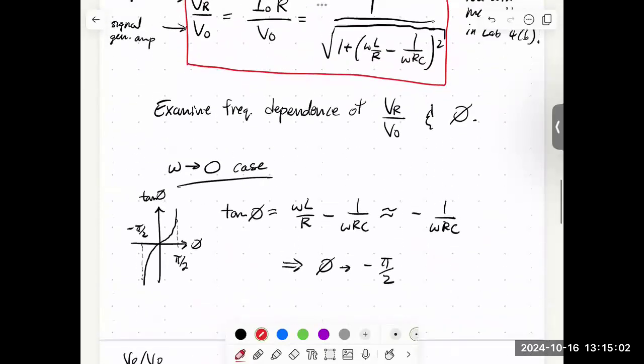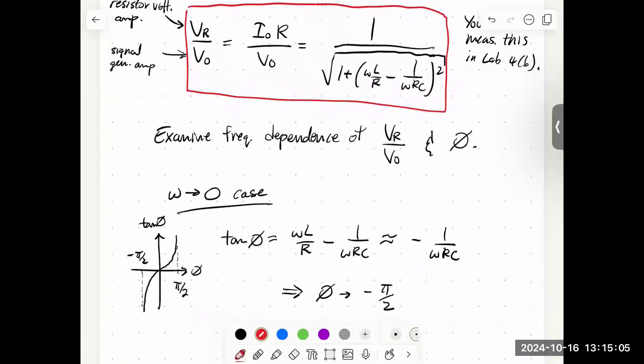Now we have to think about this amplitude ratio. Notice that we have omega L over R minus 1 over omega RC. That's the same thing that's in the square brackets here. And so at low frequency, everything in the brackets is going to go to minus 1 over omega RC. But I'm going to square it, so I don't care about the minus sign anymore. And then I'm going to add 1. But omega RC is already a small number, so 1 over that is a big number. I can also ignore the plus 1. So let's see what happens if we do that.